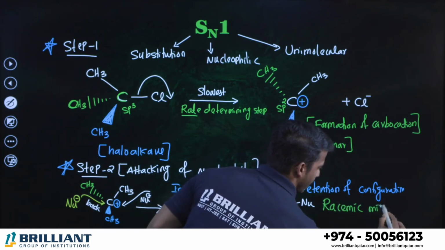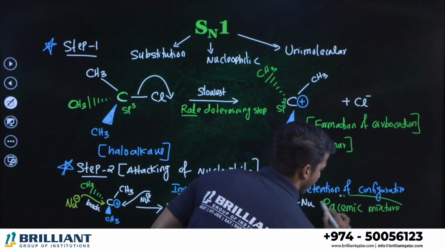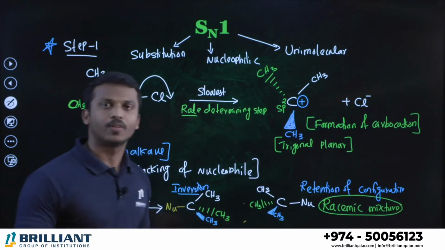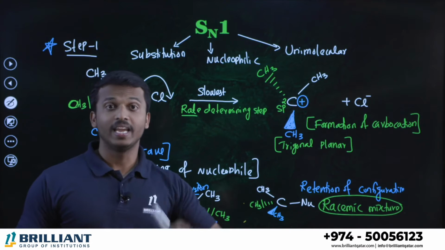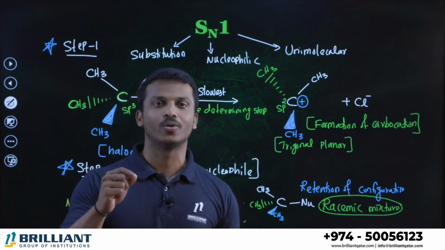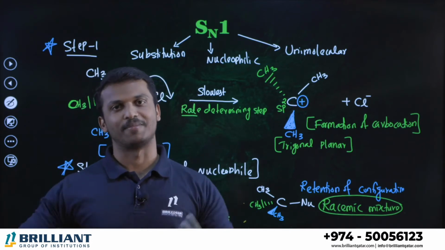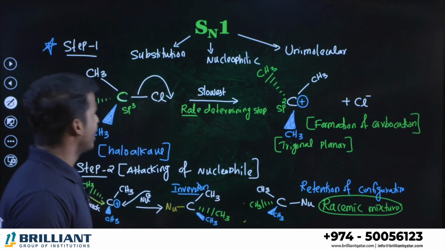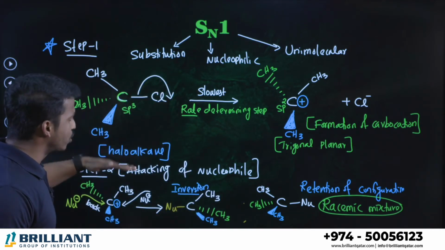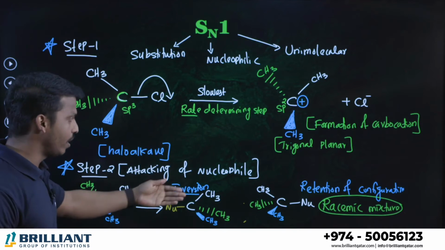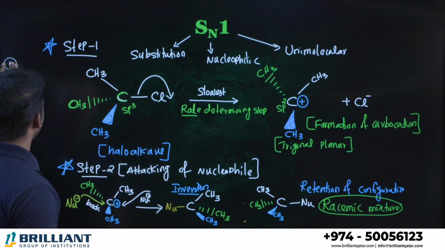Racemic mixture, very important. So where can we obtain a racemic mixture? Only in the SN1 mechanism. In the SN2 mechanism, I will show you there is no chance to make a racemic mixture. So the SN1 mechanism favors these two steps. Clear? Now we can go for the next concept.